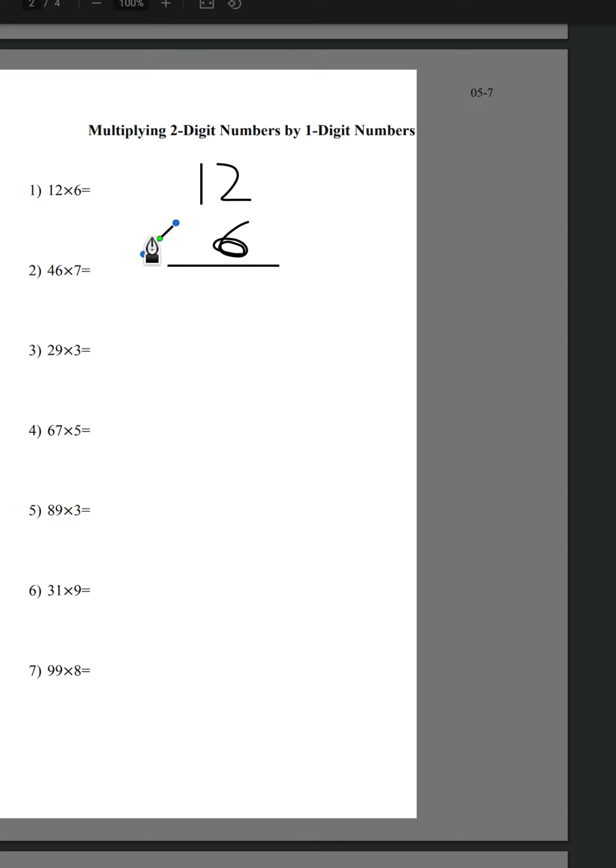Okay. So 12 times 6. That would be 6 times 2 equals 12. 6 times 1 equals 6. Carry the 1. That will equal 72 for number 1.